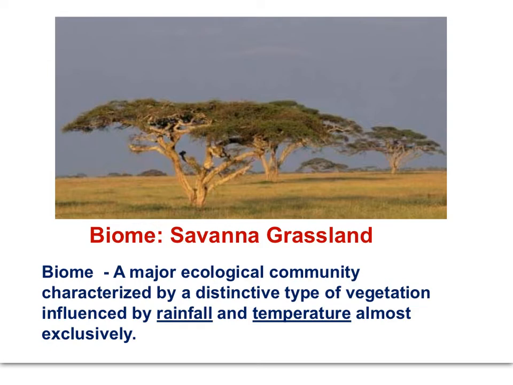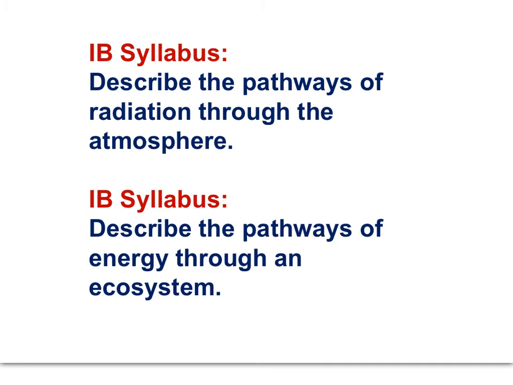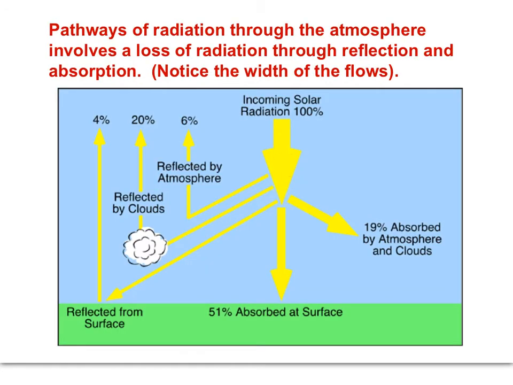The next two IB syllabus statements are: describe the pathways of radiation through the atmosphere. Describe the pathways of energy through an ecosystem. Solar energy is a significant abiotic factor in all ecosystems because it drives photosynthesis and it warms ecosystems, providing a habitable temperature. As well, solar energy drives the cycling of matter, such as the water cycle. In this image, sunlight streams toward the Earth, and you can see that some of it is reflected back to space from the tops of clouds, say, or from the surface of the Earth.